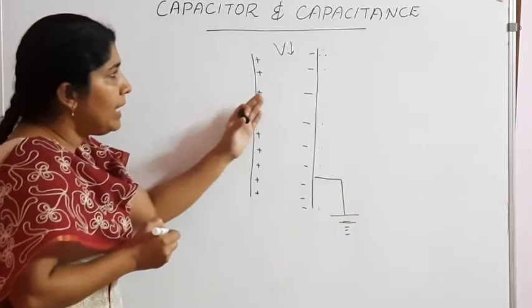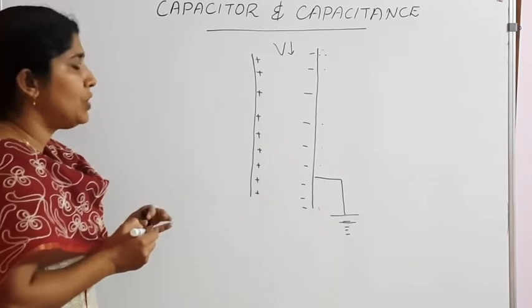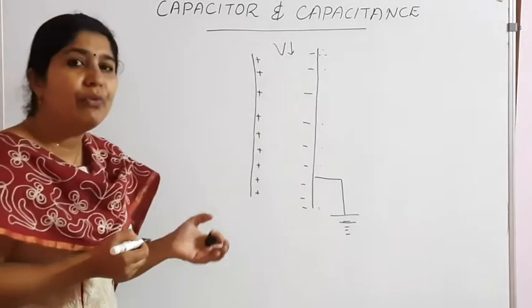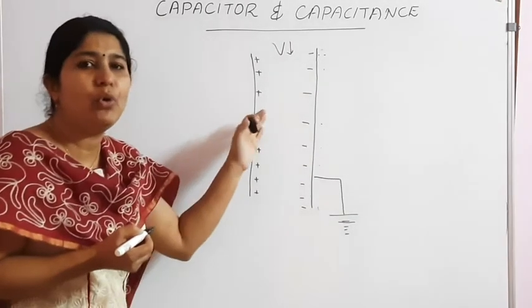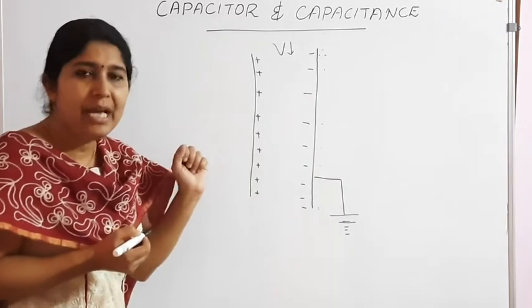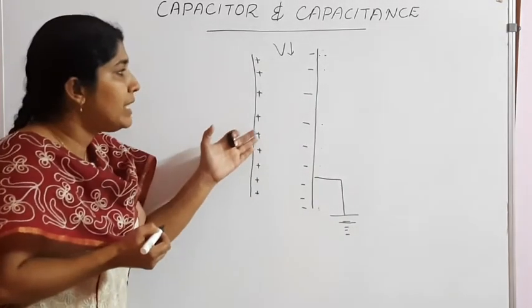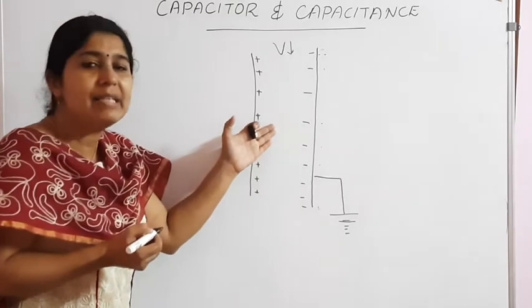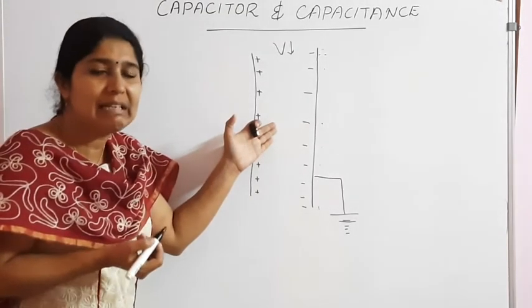In order to maintain the potential constant, what do we want to do? We want to give an additional amount of charge to this conductor. Then what will happen to its charge storing capacity? Its charge storing capacity increases.